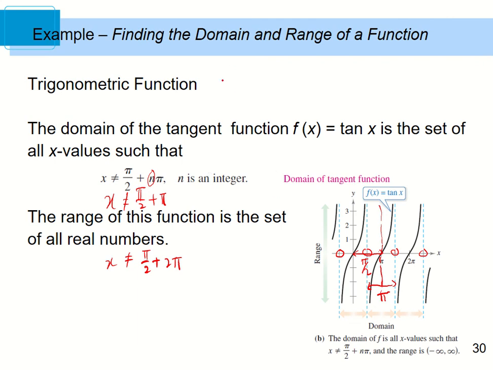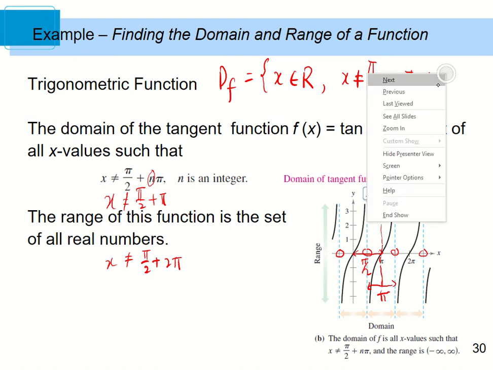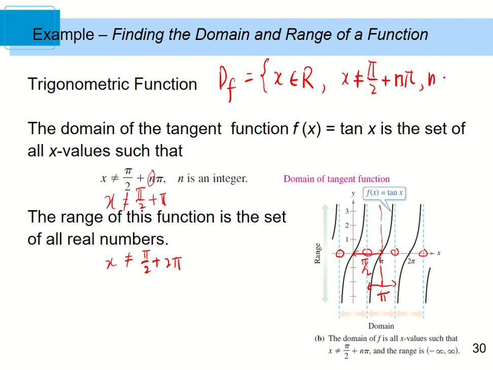So for the domain of the function, we say x can be any real number, but x cannot be pi over 2 plus n pi, a multiple of pi, where n is an integer. So this is the definition of the domain for the tangent function.